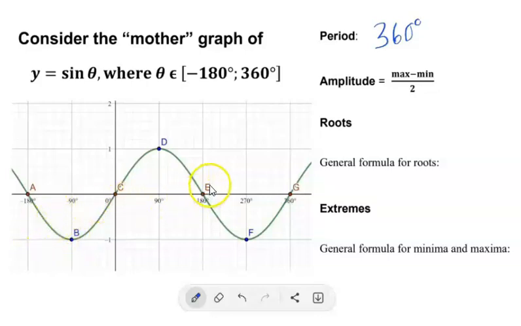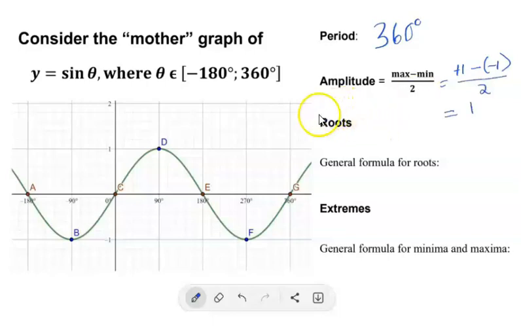In real life, most sound waves are either sine, cos, or combinations thereof. So it's quite an important function to consider and look at its properties. And the higher this amplitude is, the louder the sound will be. So in simple words, the amplitude is just the maximum minus the minimum divided by 2. In this case, it is plus 1 minus minus 1 divided by 2, which gives us just 1. So the amplitude is 1.